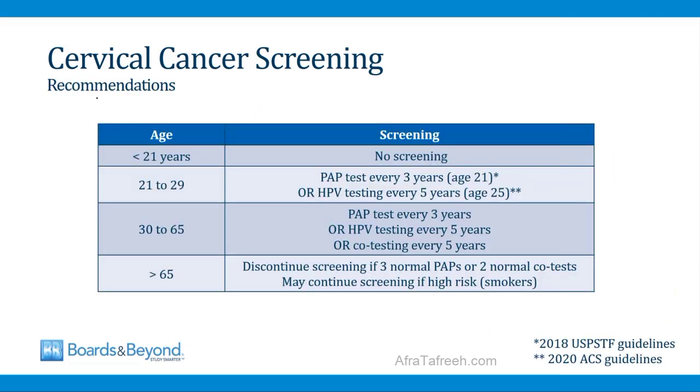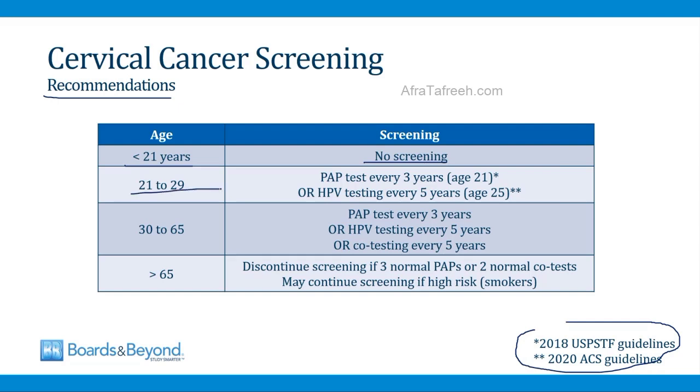So this is a summary slide of the recommendations for when women should be screened. Different groups have different recommendations, and I've tried to summarize them all in this slide. So before 21 years of age, the guidelines recommend no screening. And the idea here is that before 21 years of age, cervical changes and cervical neoplasia are very uncommon.